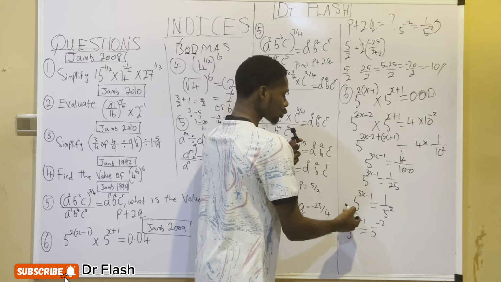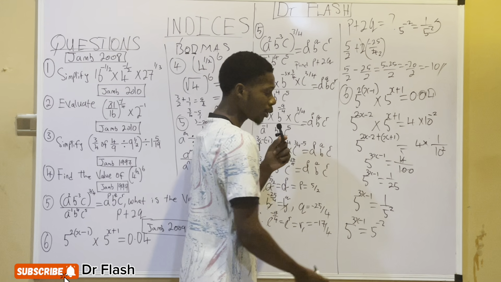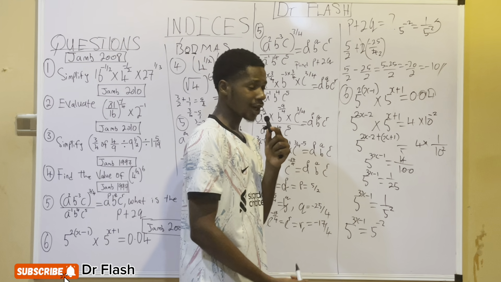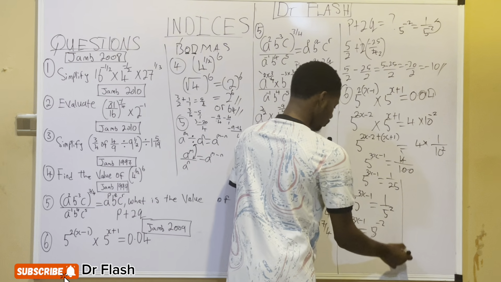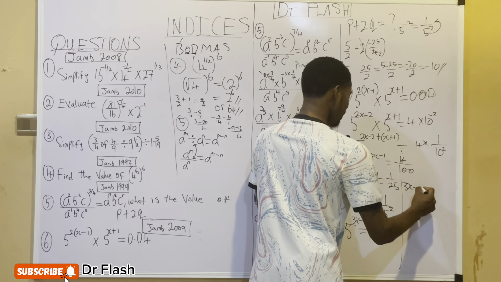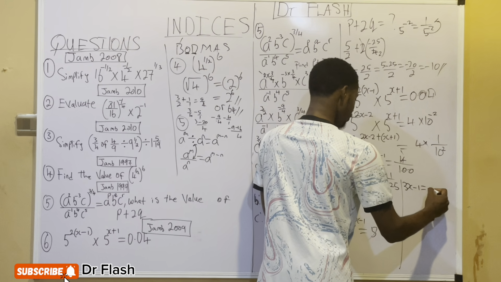Take note, you cannot cancel out from here and then equate it to 1, because this is a fraction. You cannot cancel where they are not fractions. So 5 cancels out 5. We're now left with 3x minus 1 equals minus 2.